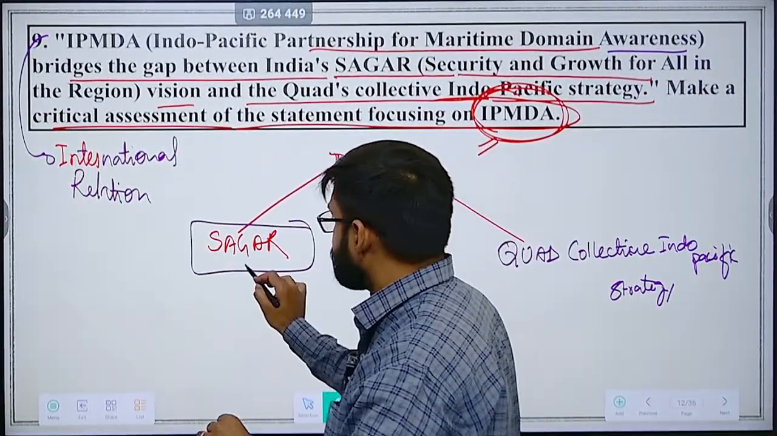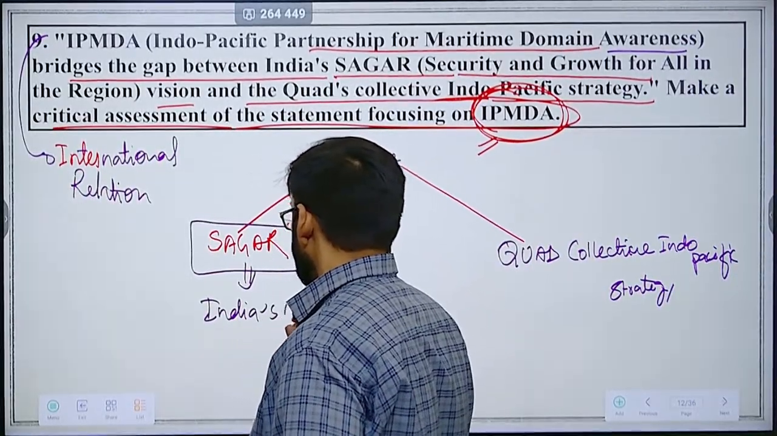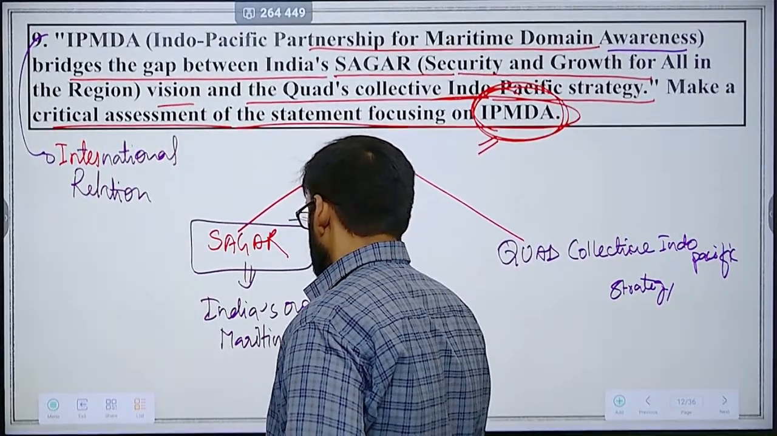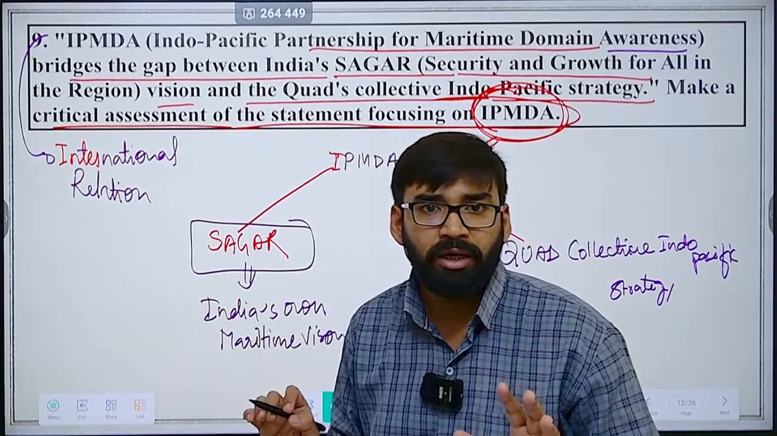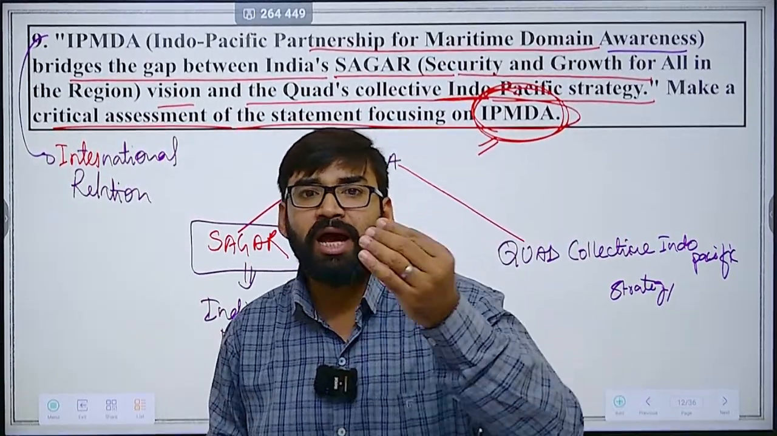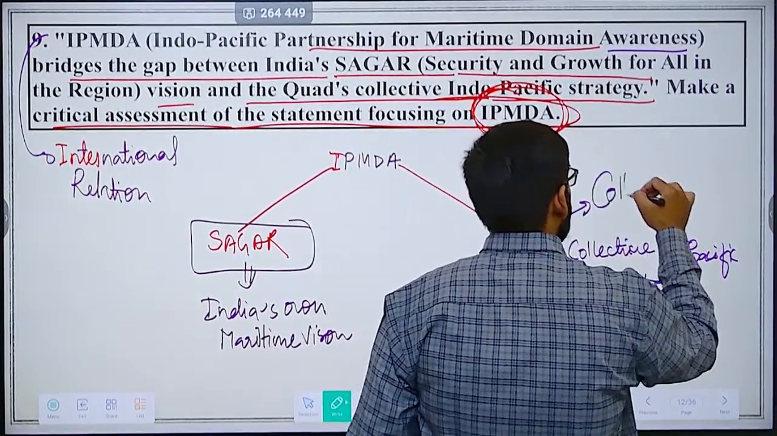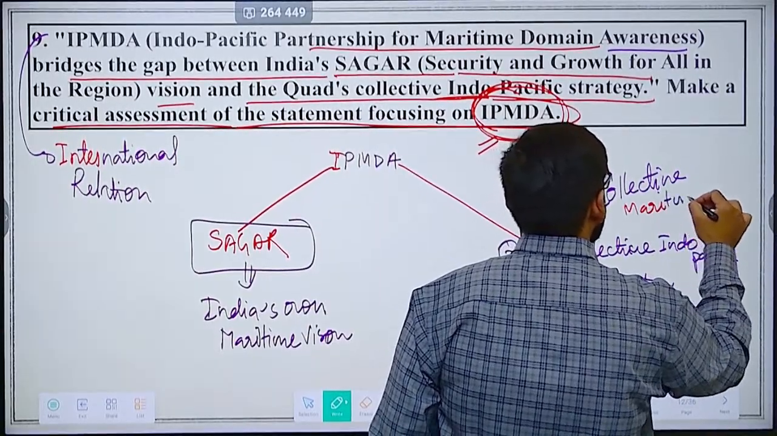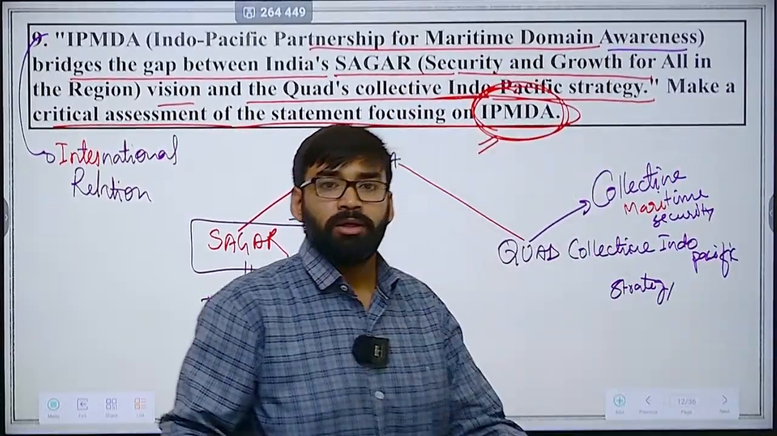Now, when we write this, try to understand India has its own maritime vision. What is India's maritime vision? SAGAR. This is India's own maritime vision. Clear? Quad is actually a collective maritime security. Fine. Now who is going to bring?